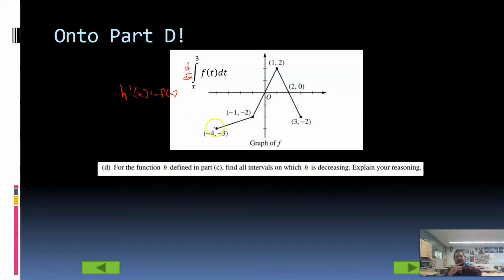So really what it wants to know is, this is a graph of the derivative, but it's been flipped upside down. It's almost like the graph of the derivative of h really looks like this. So what I want to know is where this graph is below the x-axis, because that would tell me where the derivative is negative. Well, that happens from x equals 0 to x equals 2. So I would just say from 0 to 2 is where h is decreasing. And the reason why I know that is h prime of x is negative on that interval.